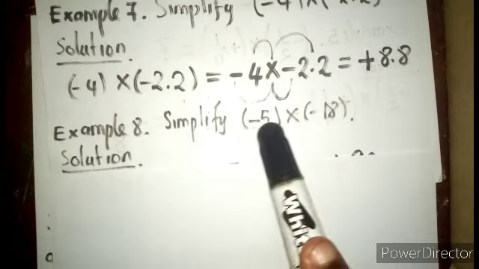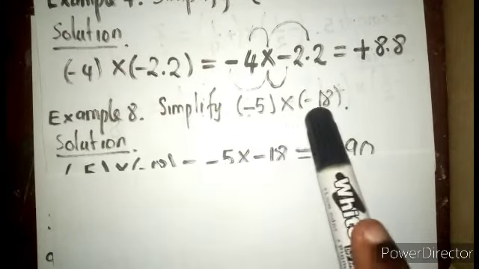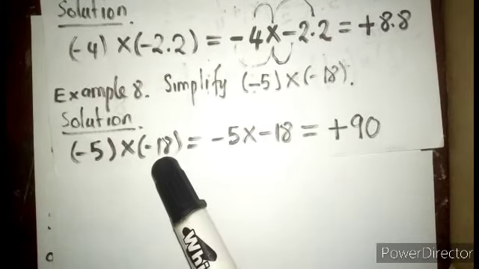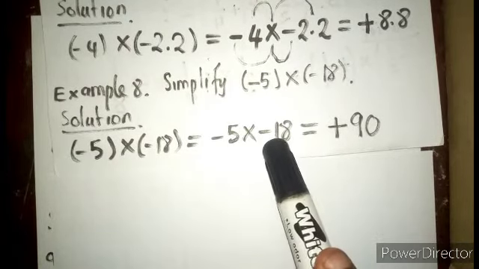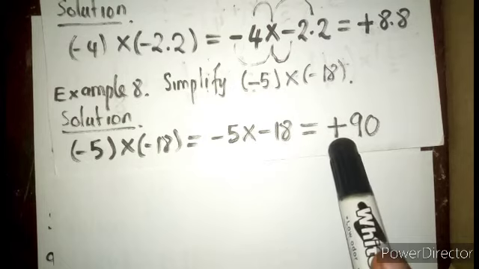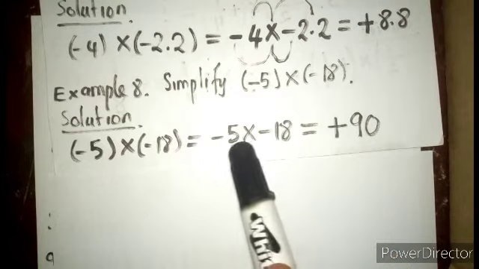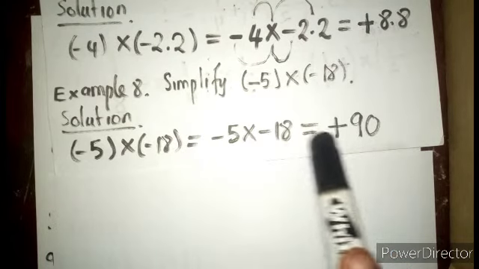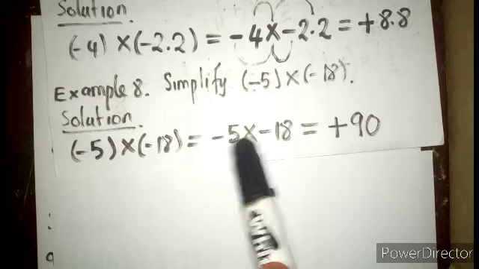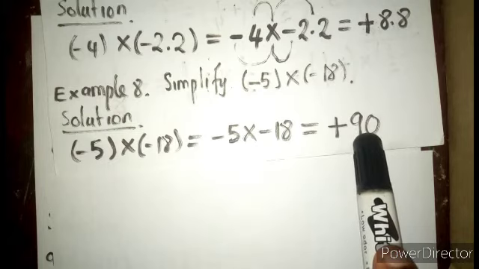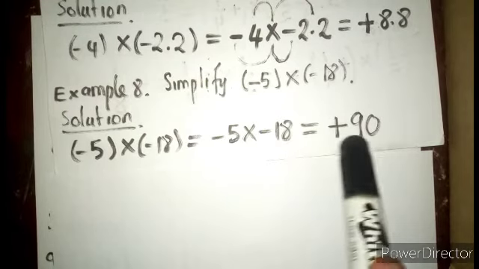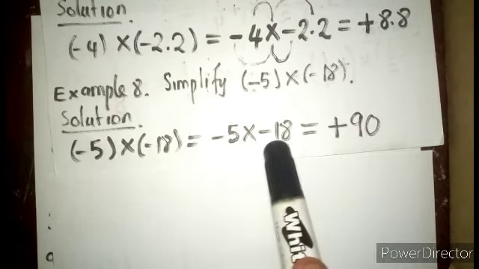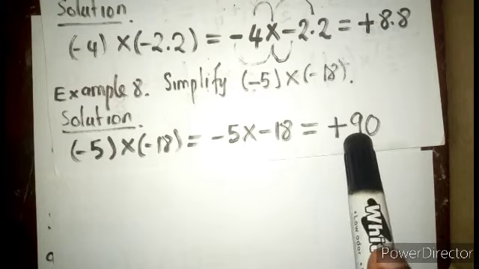Example 8 is asking us to simplify minus 5 times minus 18. We do know that minus 5 times minus 18, when you remove the bracket, gives us positive here, because minus times minus is positive, and 90 here, because 5 times 18 is actually 90. So minus 5 times minus 18 is plus 90.